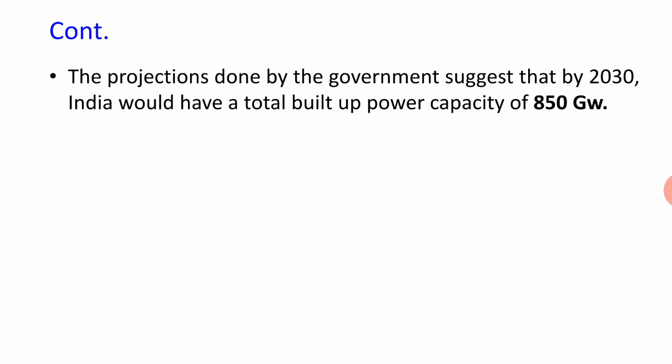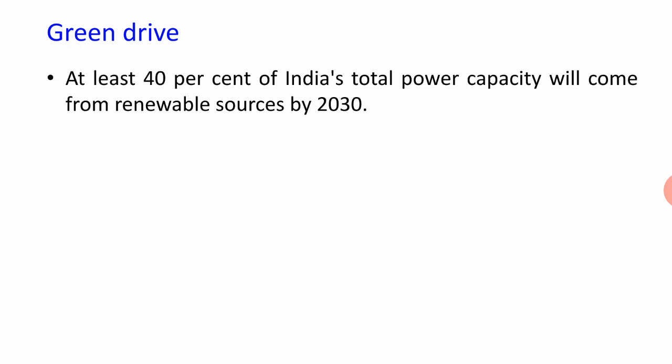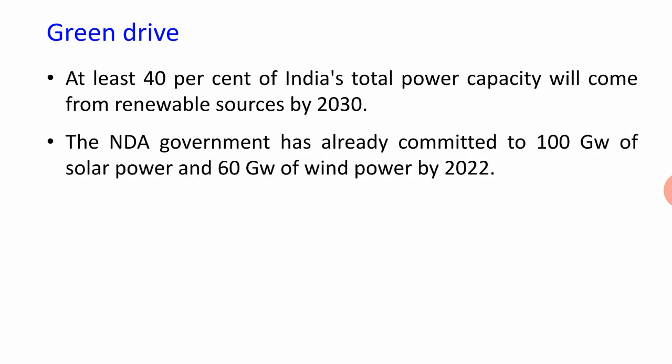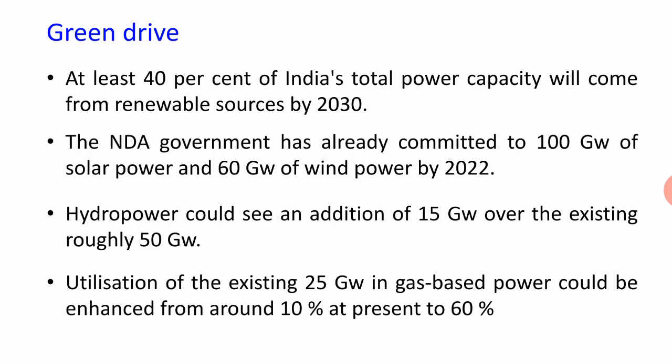The projection by the government suggested that by 2030, India would have a total built-up power capacity of around 850 gigawatts. In this case, 35% is going to be possible by providing these kinds of things. For this, we have given the intended nationally determined contribution under the Paris Agreement. And in the green drive, at least 40% of the energy must come from non-fossil sources. The NDA government's target is 100 gigawatts from solar and 60 gigawatts of wind power from 2022. Hydro power could also add 15 gigawatts over the existing roughly 50 gigawatts. Utilization of the existing 25 gigawatts of gas-based power could be enhanced from around 10% at present to 60%. So they are trying in other ways also.